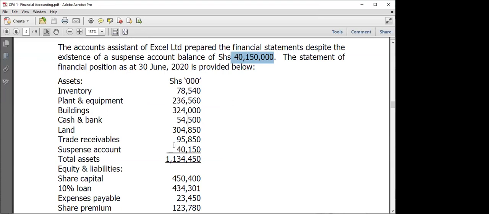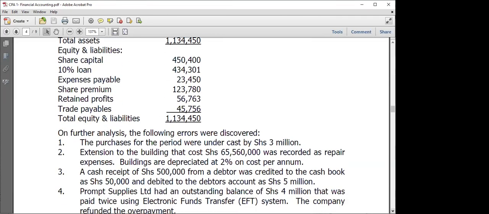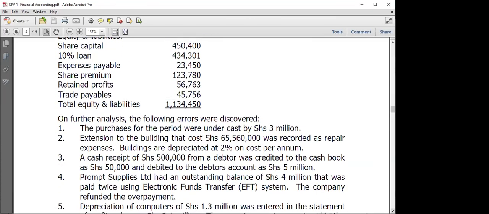In case they bring it as a statement of financial position like this one, yours is to be interested in where the suspense account is. Because we know very well that all assets have a normal debit balance. So if they have included it in assets, then it means our suspense account also has a normal debit balance.